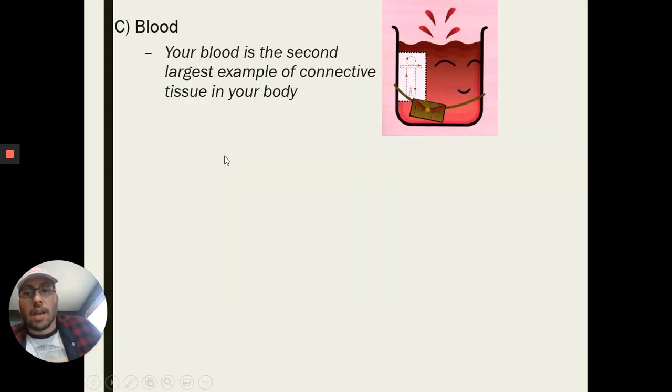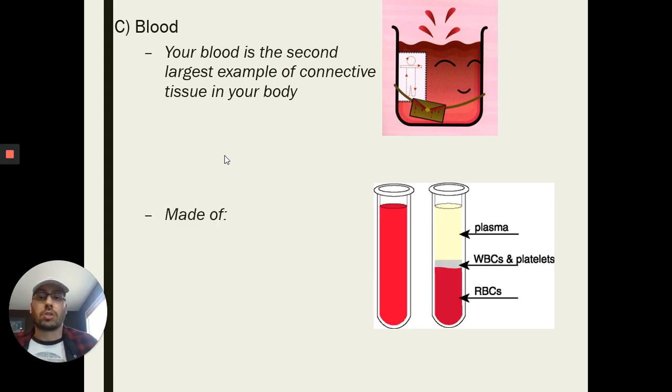Next, we have our blood. Blood is the second largest example of connective tissue in our body. Okay, it's huge. It's made up of four things. I almost said three. Okay, it's made up of plasma, white blood cells and platelets, and red blood cells.